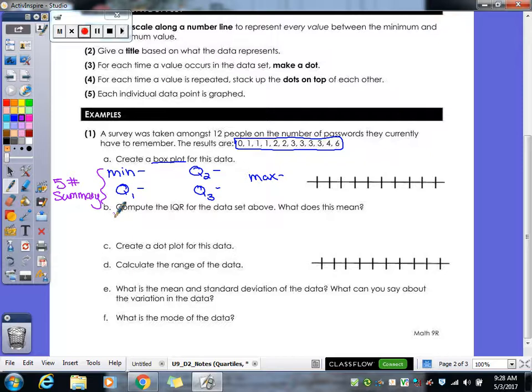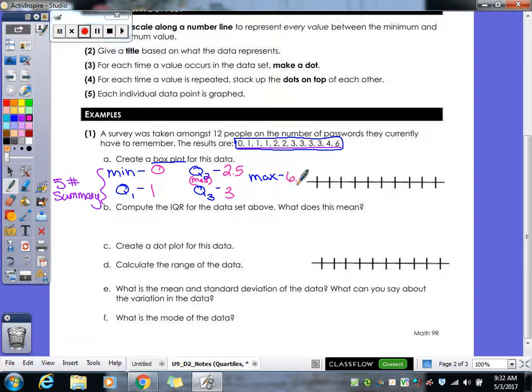So what I want you to do right now, in your L1 on your calculator, type in our data points. Min? 0. Q1? 1. Q2, also known as your median? 2.5. Q3? 3. And our max? 6.